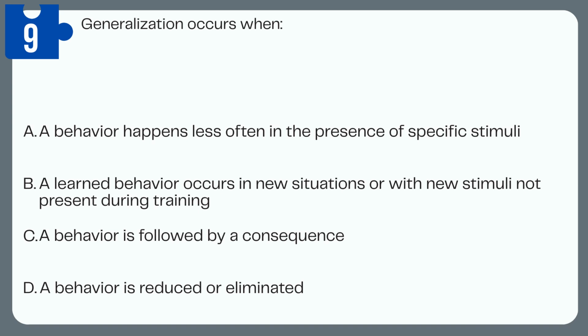Question 9. Generalization occurs when A. A behavior happens less often in the presence of specific stimuli. B. A learned behavior occurs in new situations or with new stimuli not present during training. C. A behavior is followed by a consequence. D. A behavior is reduced or eliminated.